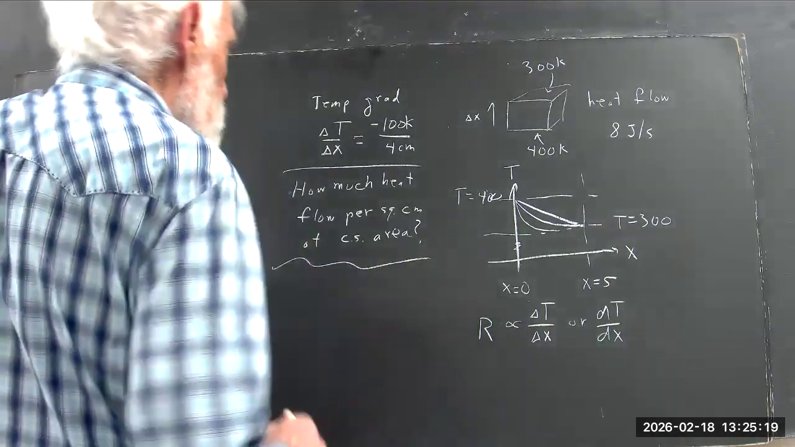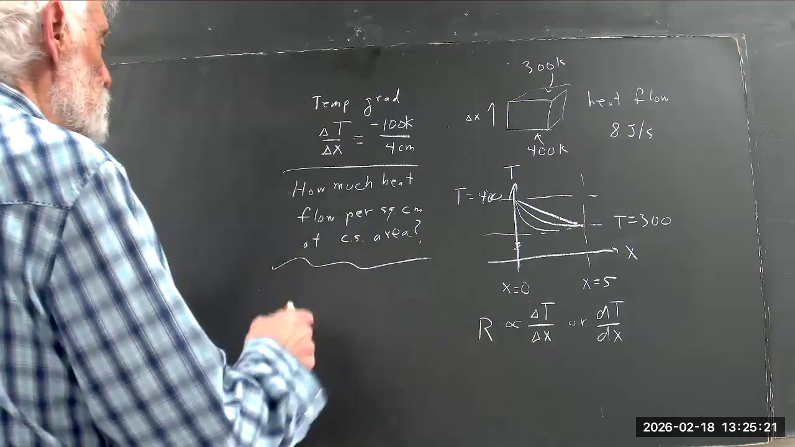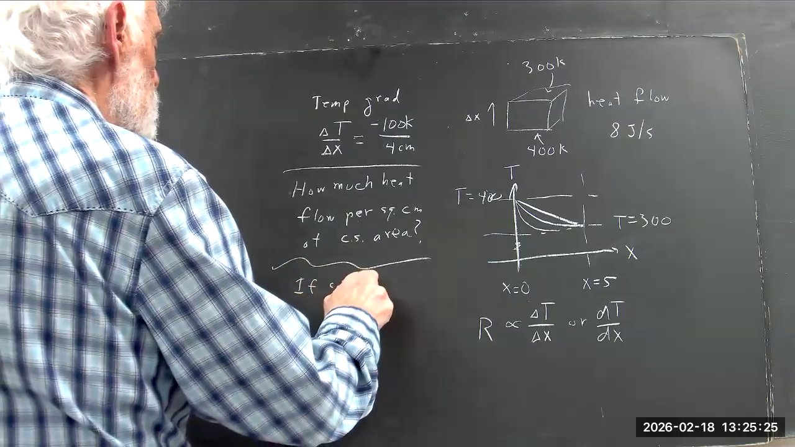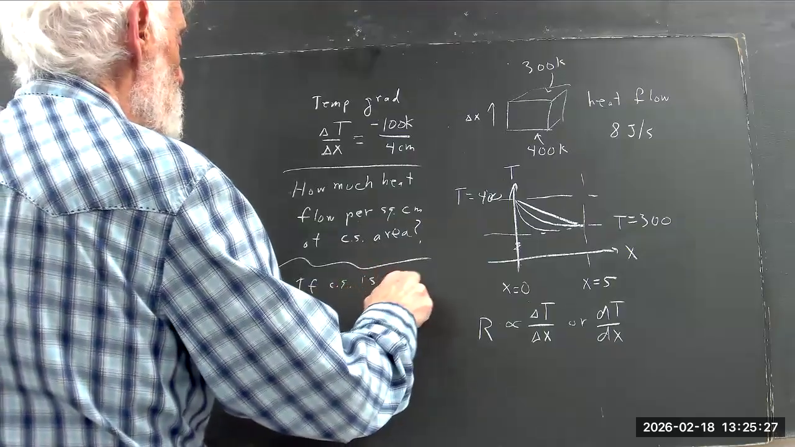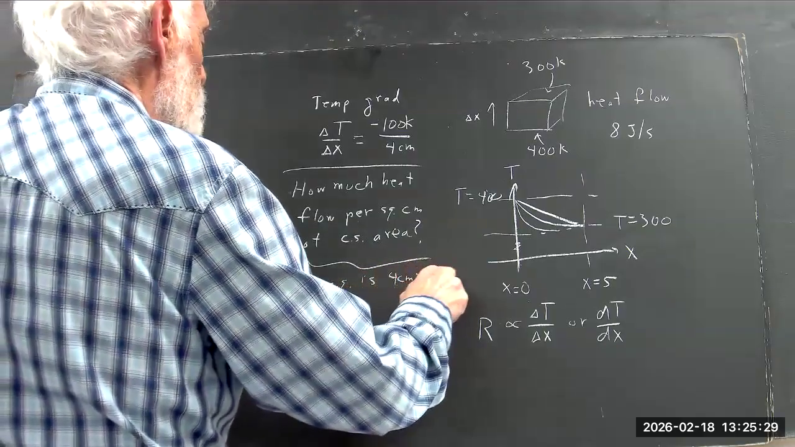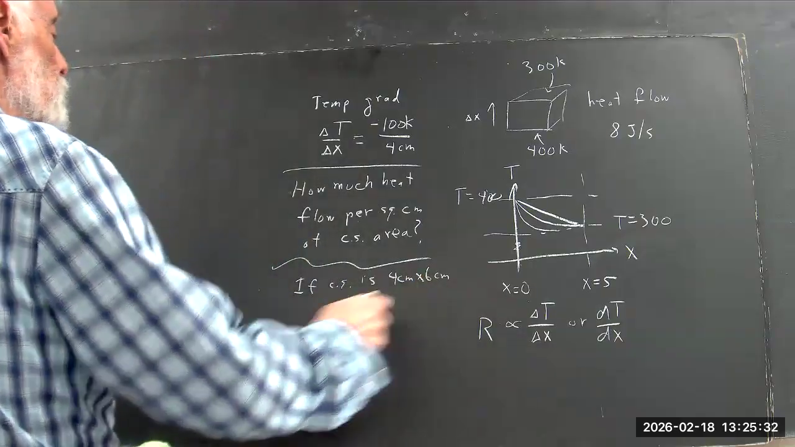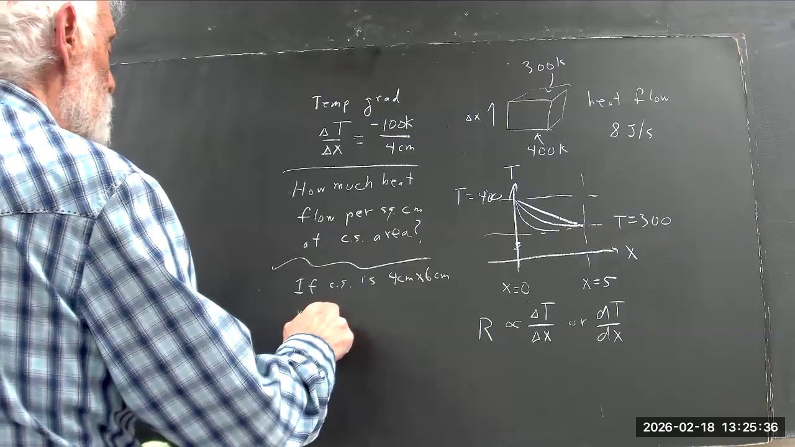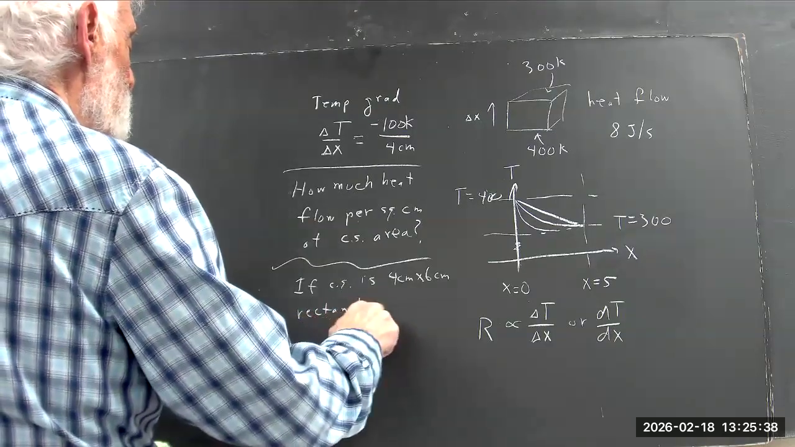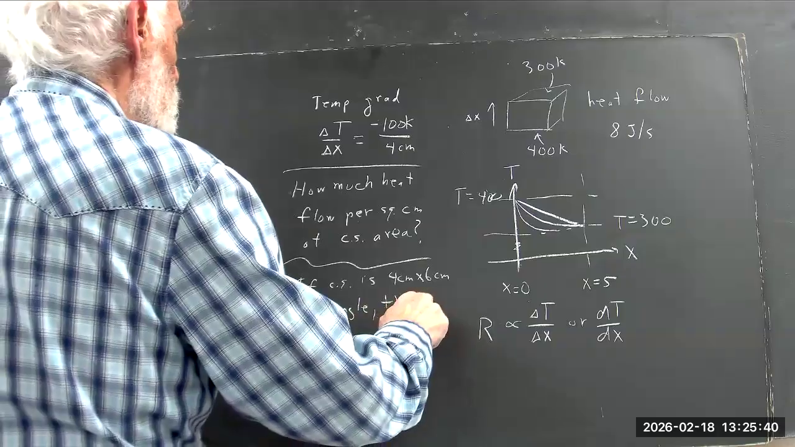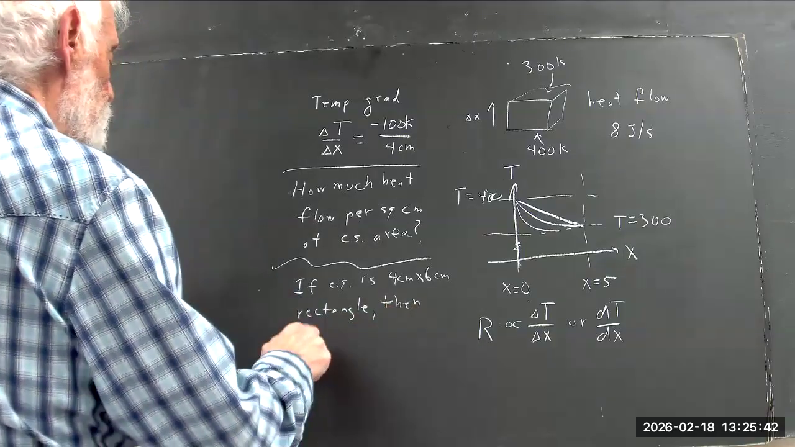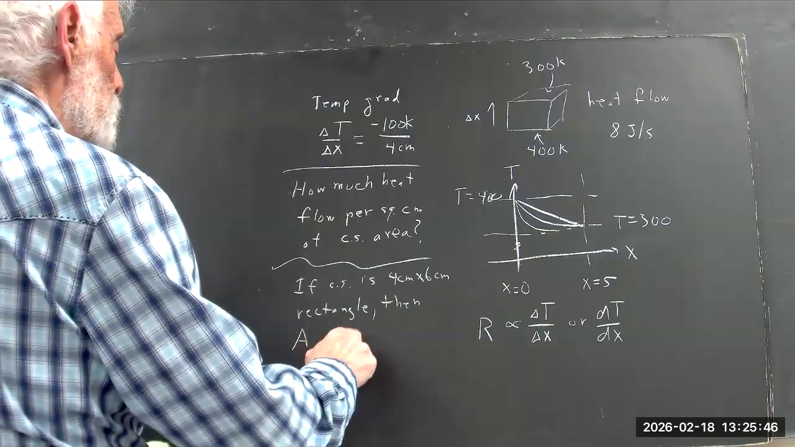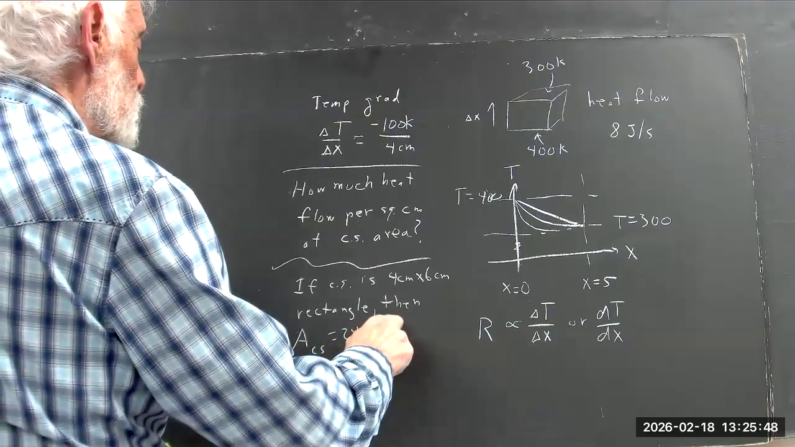And the answer to that came out, well, if the cross section is a 4 centimeter by 6 centimeter rectangle, then the cross-sectional area equals 24 square centimeters.